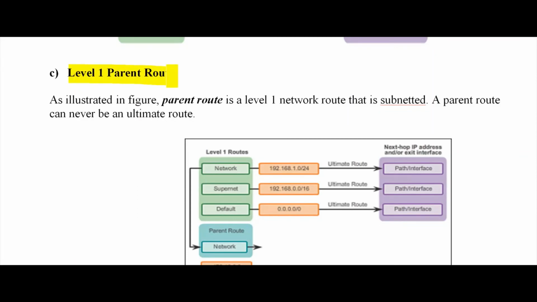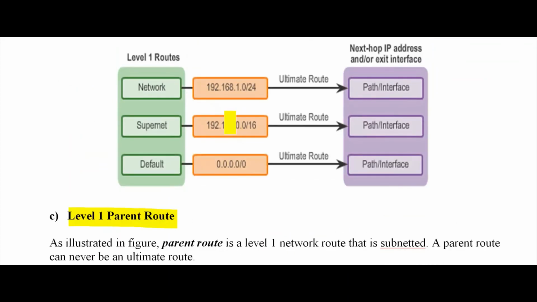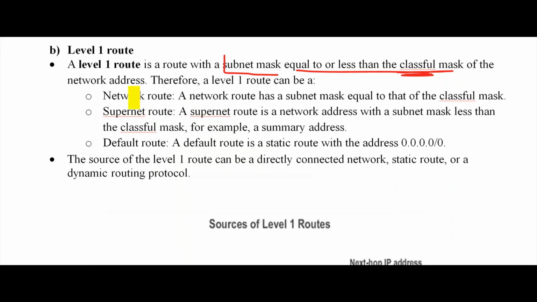So in the level 1 parent route, you will do subnetting. Subnetting is allowed. You can see the network route, supernet route, then default route. So you will do subnetting, but you will use classful. I don't know if you remember or not. We discussed 2 different types of subnetting.